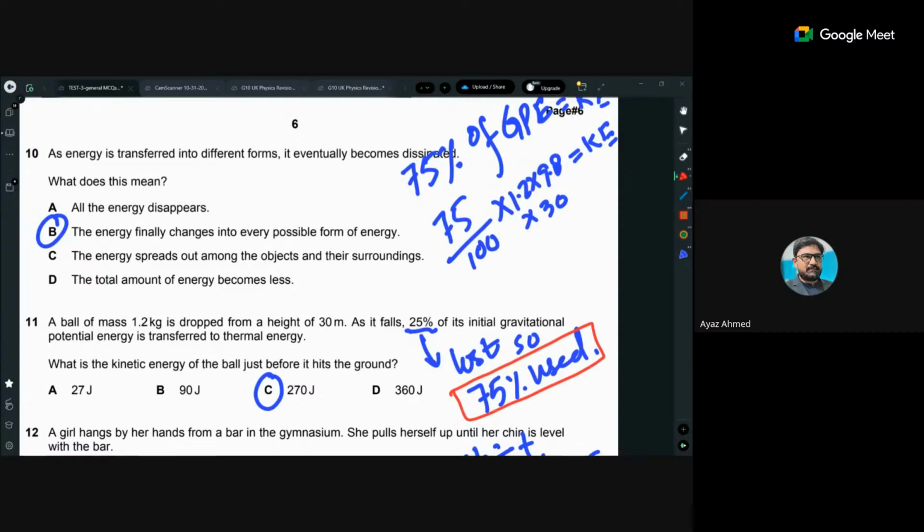Heat, sound, electricity, mechanical, thermal, whatever you have in your mind. So that is converted into all type of energies, possible forms of energy. Okay, I get it, sir, I got your point. But later I have this question in my topical and it says the answer is C. I also did C.